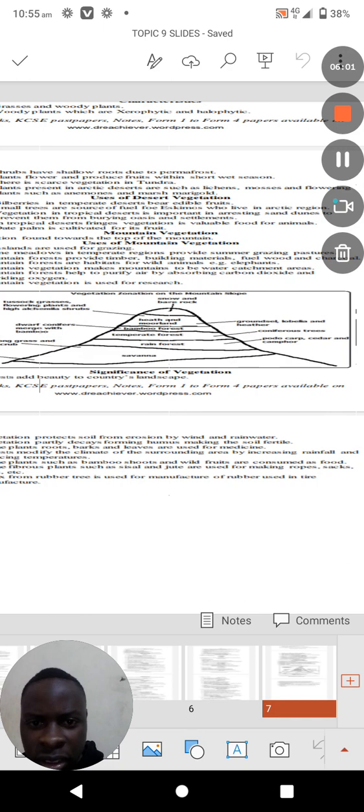Then we have the vegetation zones of the world. We have the forest. Under the forest, we have the tropical rainforest, the mangrove forest, the tropical monsoon forest, the Mediterranean forest, the temperate deciduous forest, the coniferous forest, and the mixed forest.